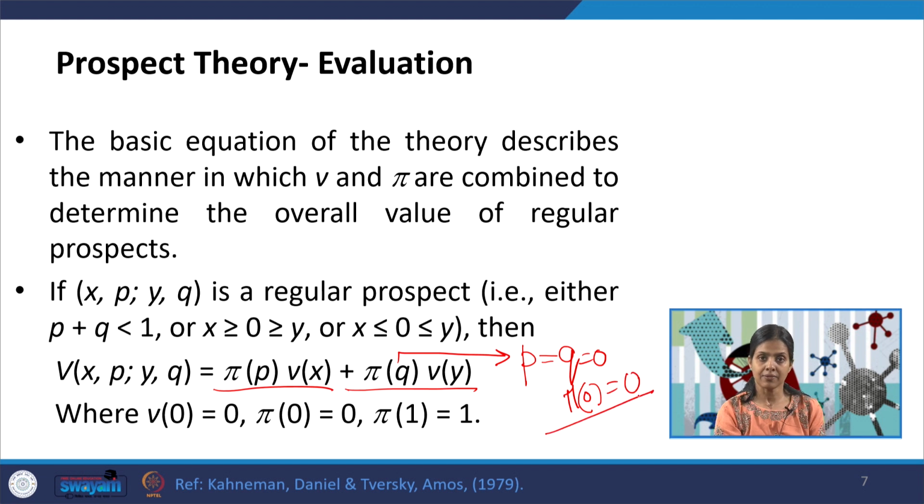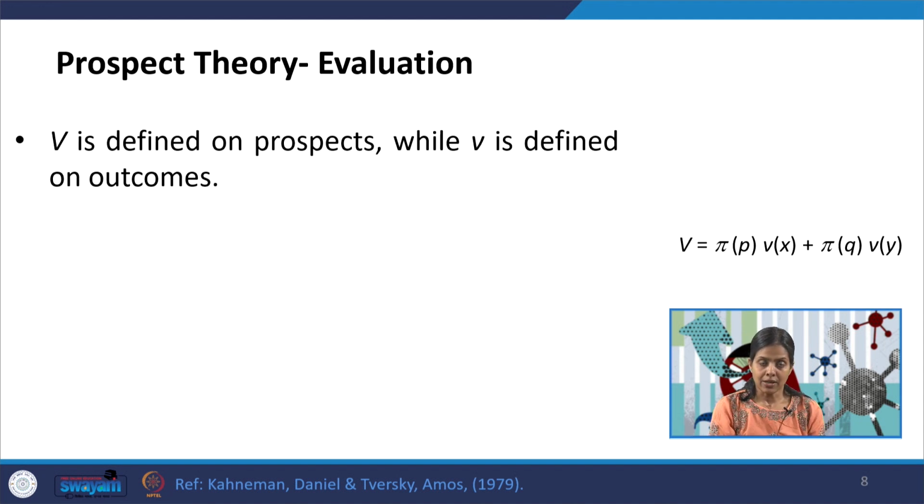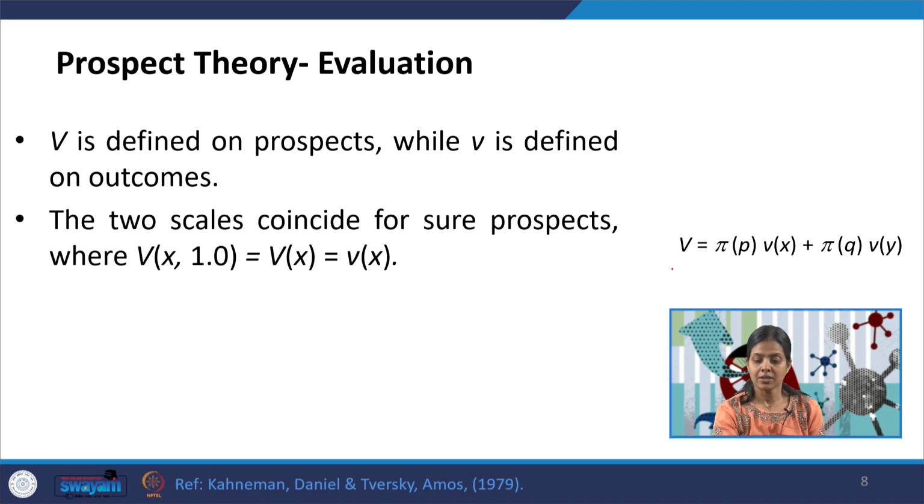Now, how pi is defined, we are not going to discuss now. Similarly, if p or q or both is equal to 1, then pi(1) is also equal to 1. And if x or y takes a value equal to 0, then the value function is also equal to 0. These are some basic assumptions or properties of the value scale small v and the weighting scale pi. The capital V, or value function, is defined on prospects, while small v is defined on outcomes. I have rewritten the value function here for easy reference.